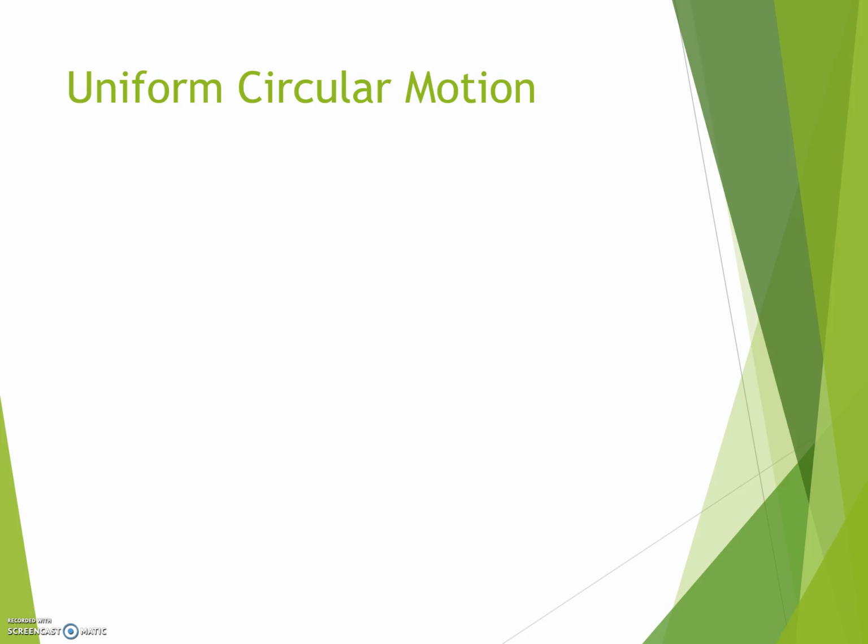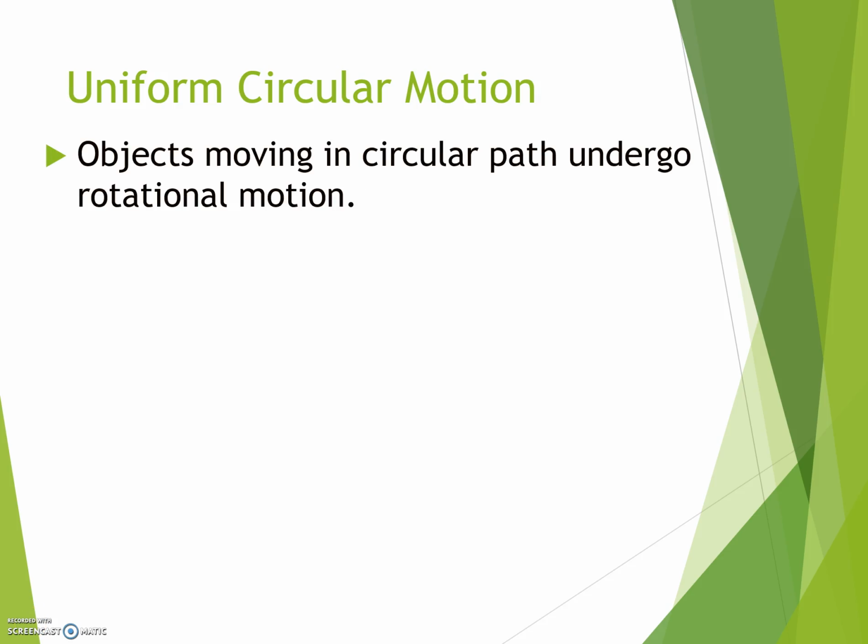Uniform circular motion. When we deal with uniform circular motion, we're dealing with objects moving in a circular path, and we say that they undergo rotational motion.